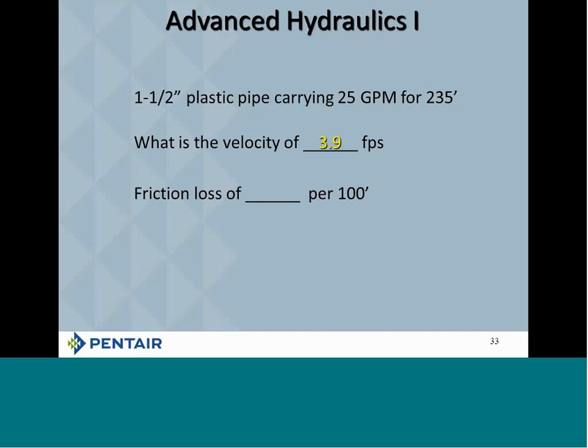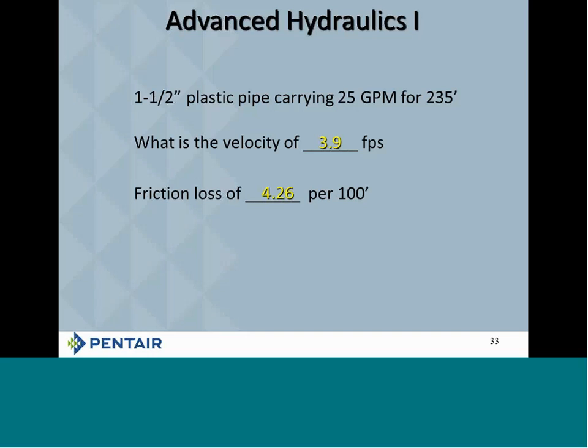per 100? Now, of course, in order to calculate this, we need to know what our total length of pipe is. Excuse me, we need to just look at the book. So we look in the book, and we have to know what kind of pipe we're using, plastic or steel. So you can see here we're doing 25 gallons a minute, inch and a half plastic. So the friction loss in plastic pipe per 100 is 4.26.